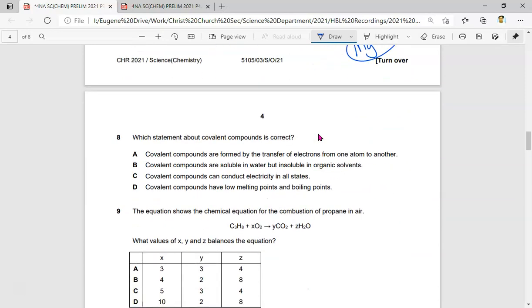Question 8. Which statement about covalent compounds is correct? Covalent compounds are formed by the transfer of electrons. That transfer of electrons is for ionic compounds. Okay, so that's why this is confirmed wrong. Covalent compounds are soluble in water but insoluble in organic solvent. This is also wrong. This is also for ionic compounds.